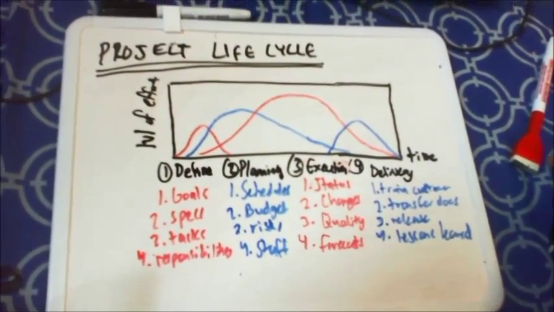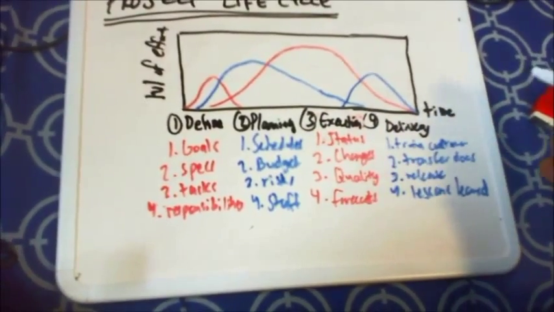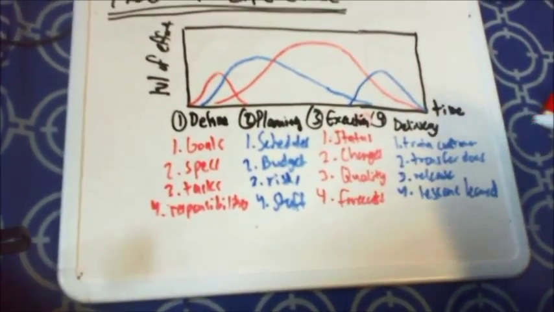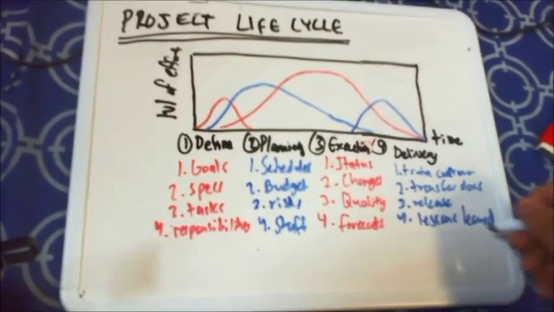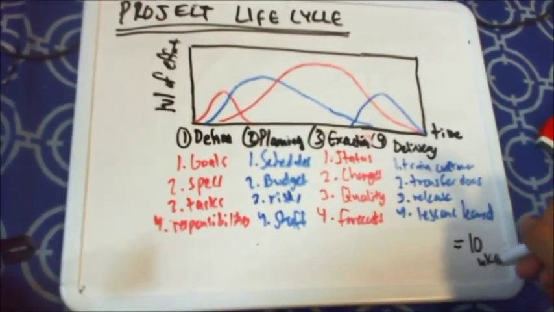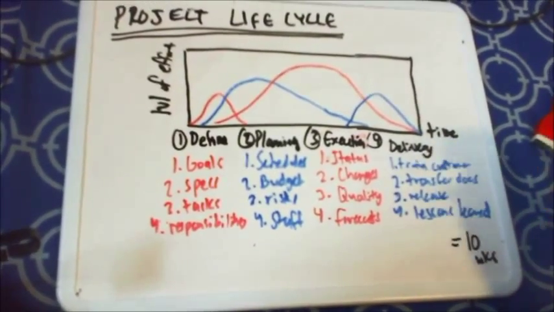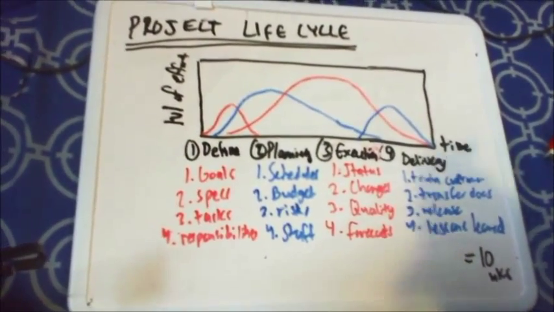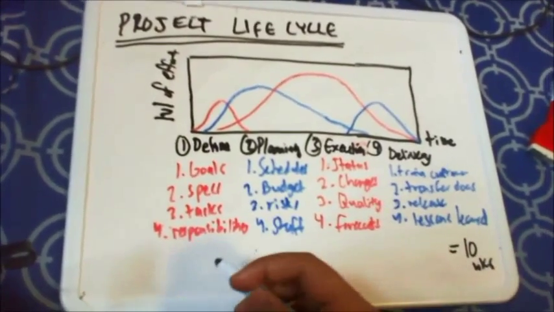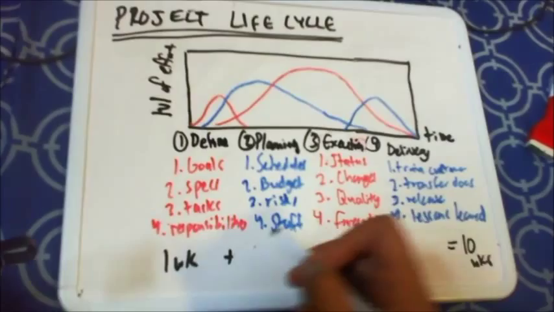The last thing I'd like to touch upon is how long exactly each of these phases takes relative to each other. So let's say the project is 10 weeks. Obviously this changes based on how many weeks a project would last. For the sake of this lesson, I'll condense it to 10 weeks. So the definition stage would last approximately 1 week.